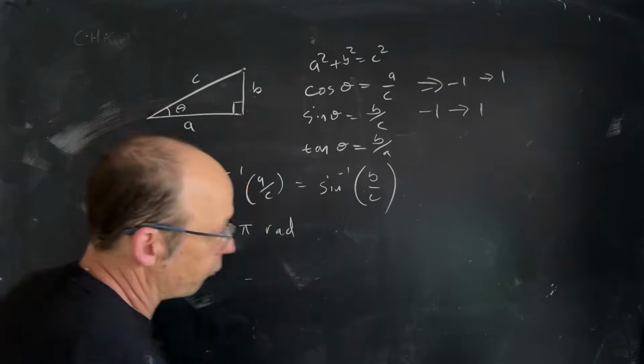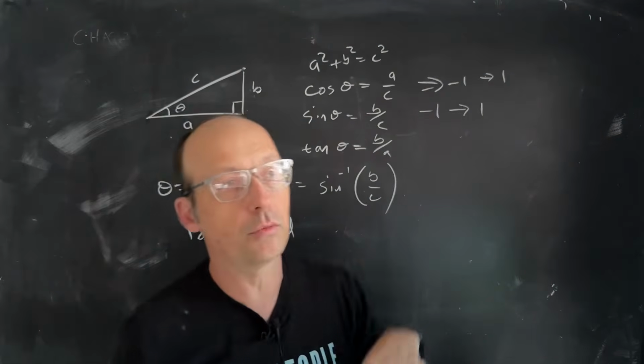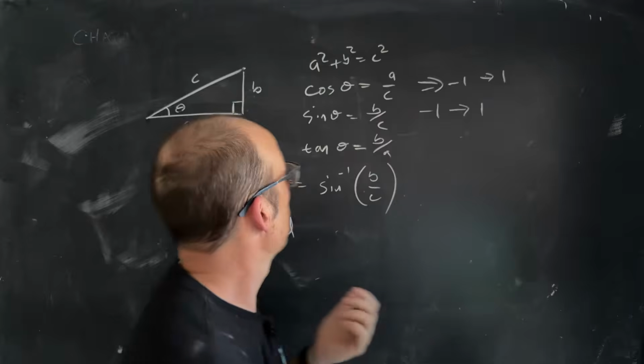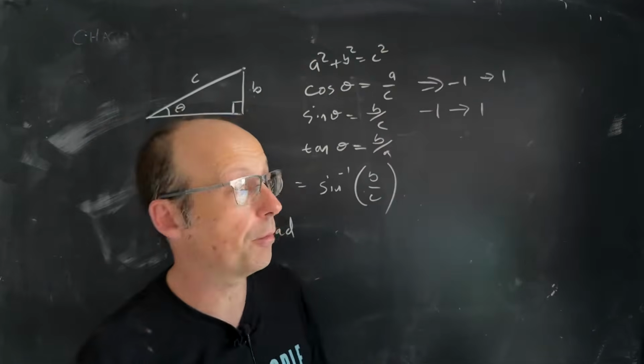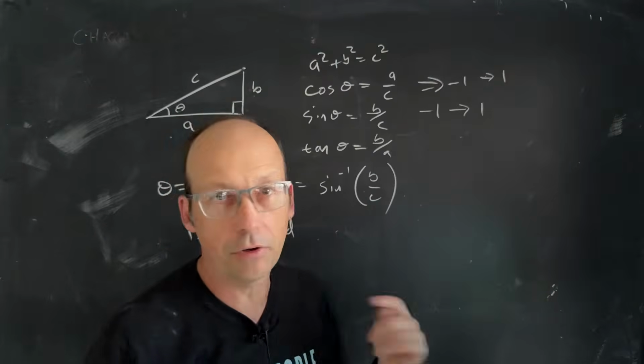You don't have to remember cosine of 0 is 1, sine of 0 is 0. It'd be nice, but you don't have to memorize that. If you forget, just put it in your calculator. It's not a big deal.